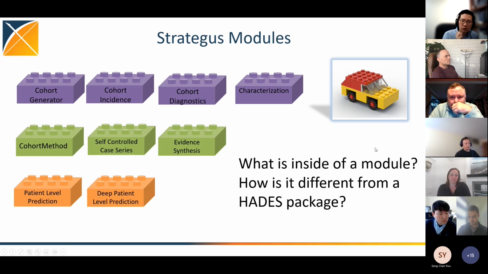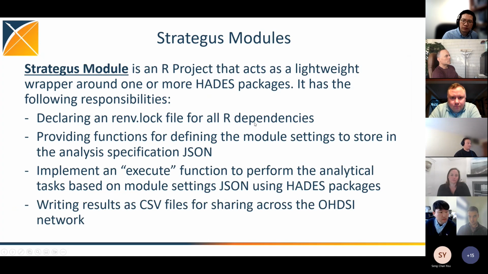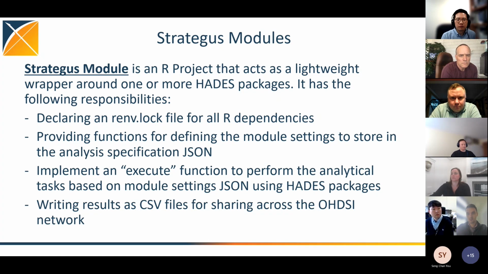And so you might be wondering what's actually inside of a module, or how is the module different from the Hades package itself? So a Strategus module is an R project. So it's not an R package. It's instead an R project that has a lightweight wrapper around one or more Hades packages. And it has the following responsibilities. So to Evan's earlier question, each module has an renv lock file that declares the dependencies that it needs. So in that way, the module can stand alone and also set up its own R environment for execution.